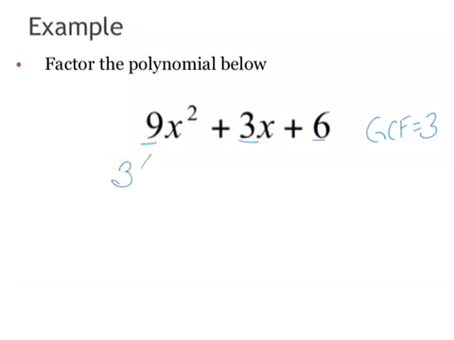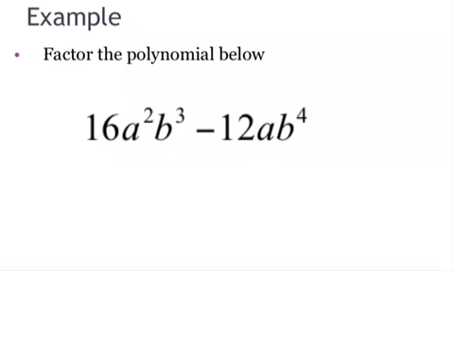So I'm going to pull a 3 out. So look at this, 9x squared divided by 3 is going to be 3x squared. Then I have 3x divided by 3 is going to be x. And then I have my constant 6 divided by 3. Well, 6 divided by 3 is 2. So I factored that polynomial.